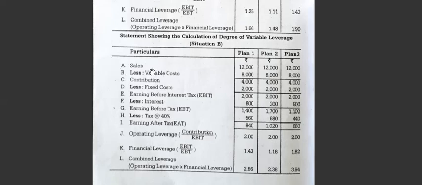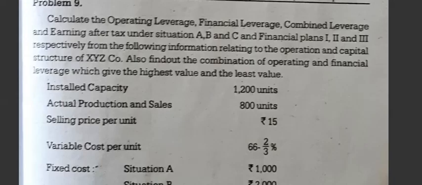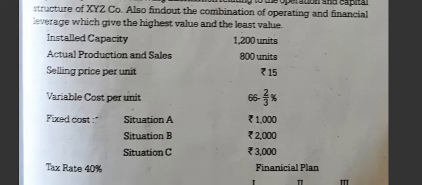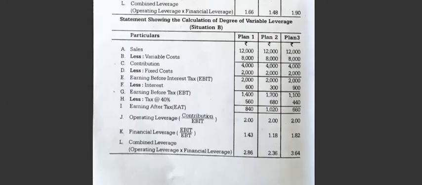Okay. So remember the format. When you calculate situation B, what will change? Only the fixed cost will change. That is, fixed cost will change from earlier 1,000 to 2,000. If you check the problem also, it is given in situation B, what is the fixed cost? 2,000. For all the plans, situation B, it is 2,000. Okay. Then interest as we calculated for the plans, same thing will continue.